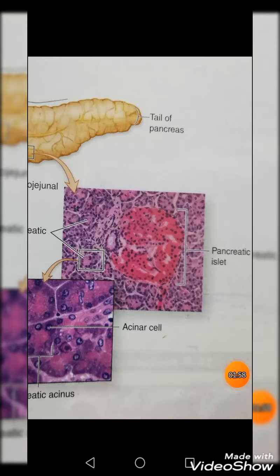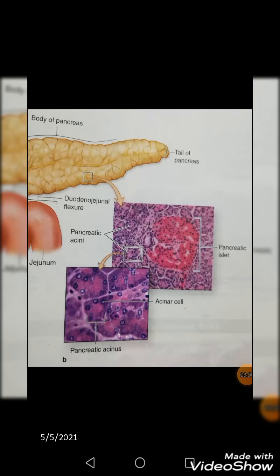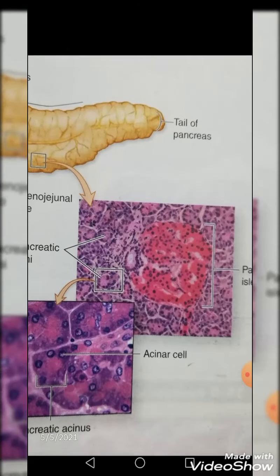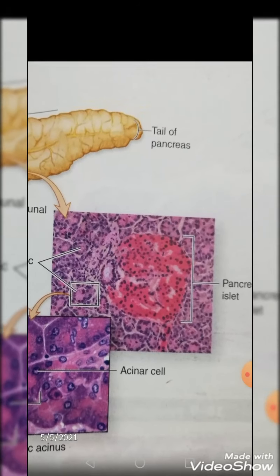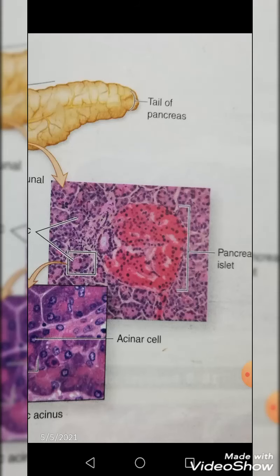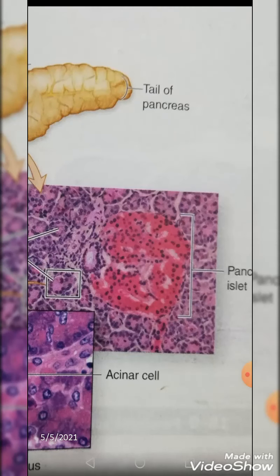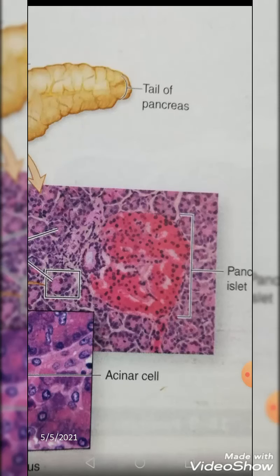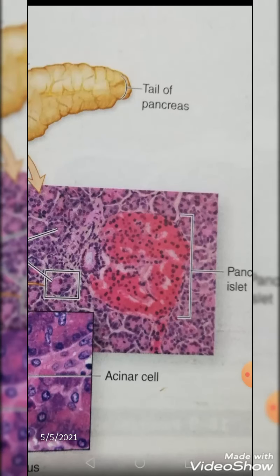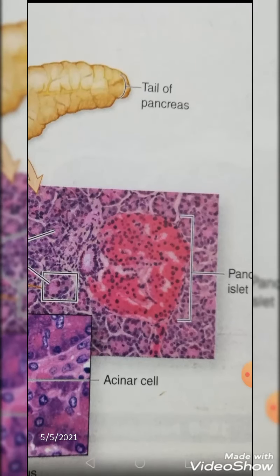Now we have to talk about the endocrine portion of the pancreas. You can see that in the marginal vicinity the purple color shows the acini, or exocrine part, and the central area stains with eosinophilic stain. There is a cluster of cells, ranging from 100 to 200 micrometers in diameter, called the islets of Langerhans. These islets of Langerhans, or pancreatic islets, form your endocrine part.